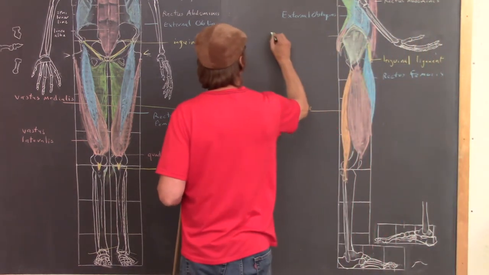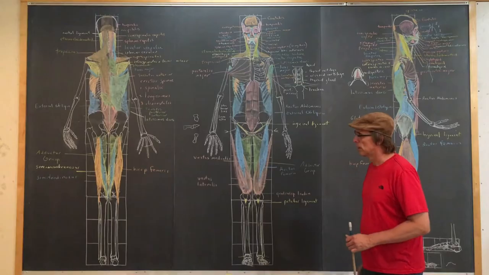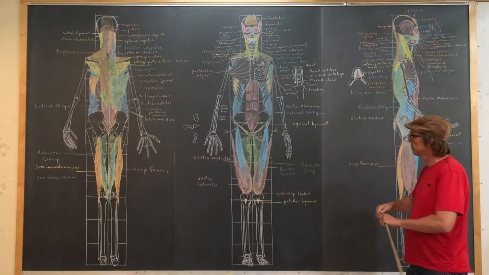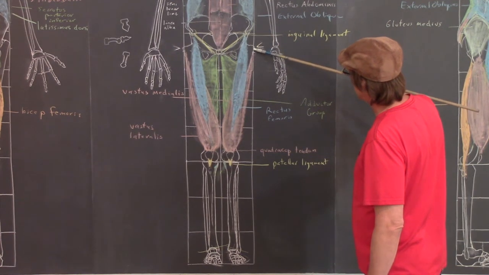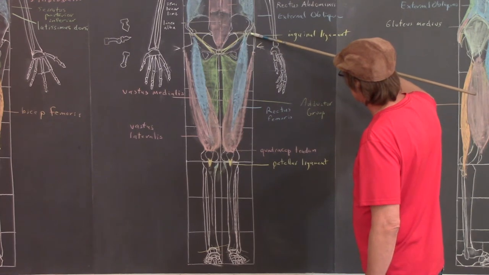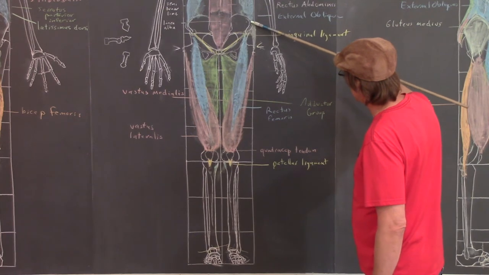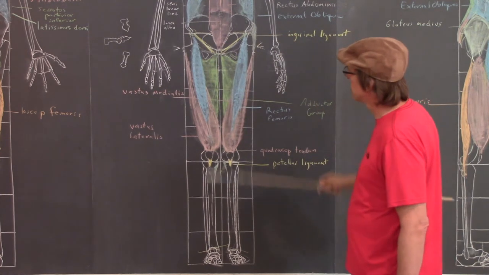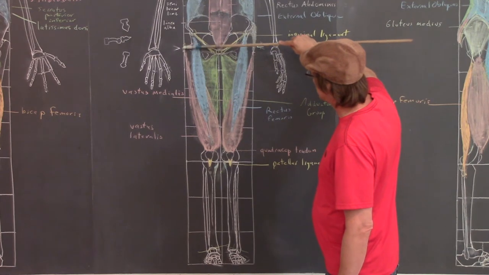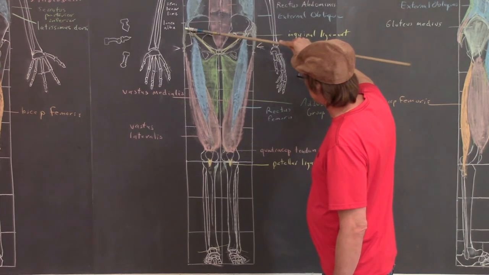Gluteus medius. All right, we'll see it from the front too. So coming along this edge of the ilium to the head of the trochanter, right in there. And of course, going on around, but that'll be a bit of a contour on the outside of the hip. Same thing here, head of the greater trochanter, along the ilium, coming around to the front, going towards the back.